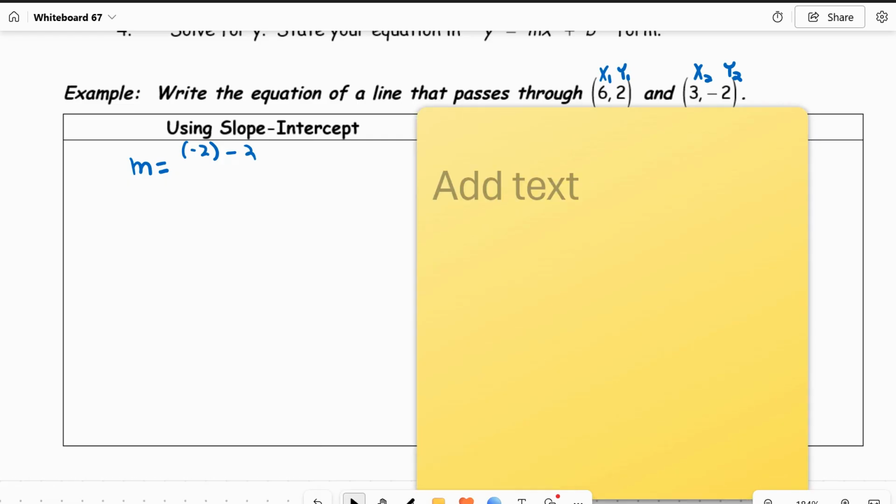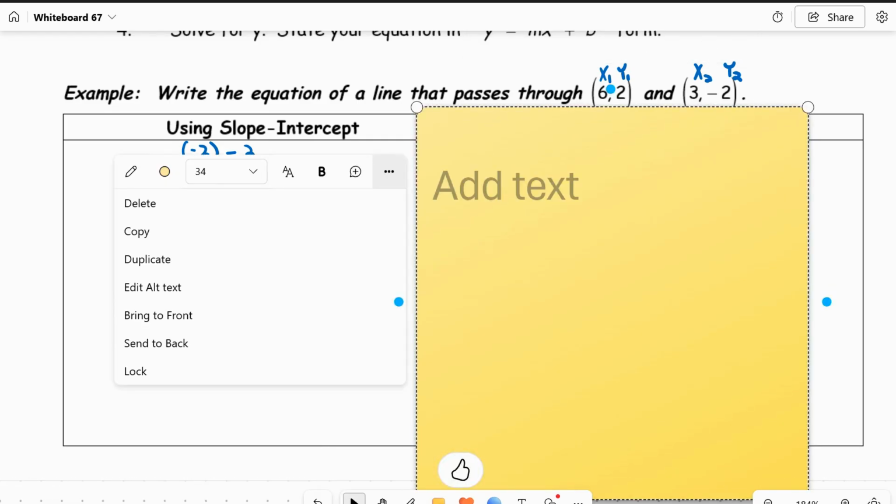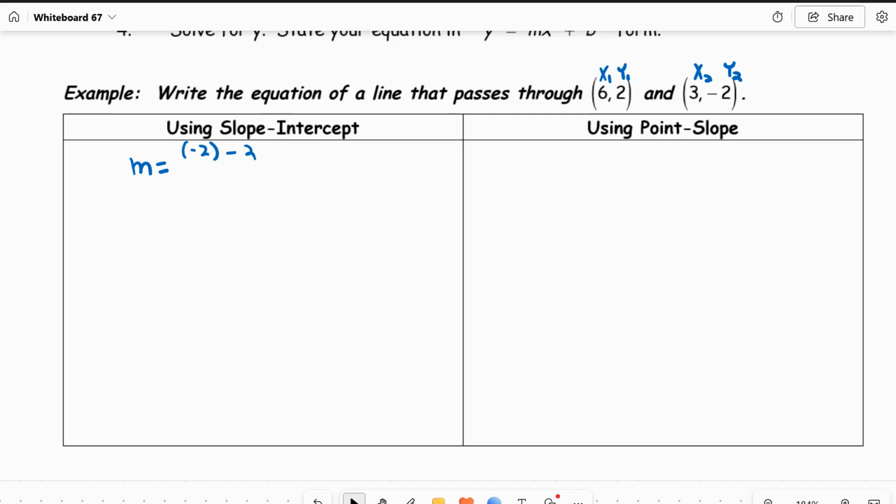Over x2, which is 3, minus x1, which is 6. Now, going ahead and simplifying, negative 2 minus 2 would be negative 4, over 3 minus 6, which is negative 3. Since I have double negatives, I can simplify that as 4/3 as my slope.